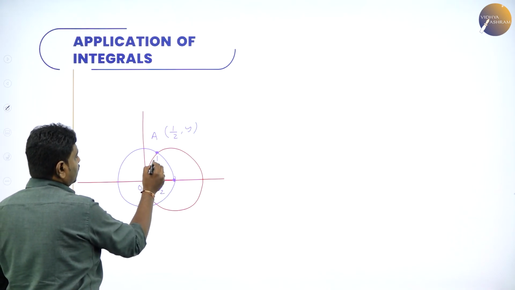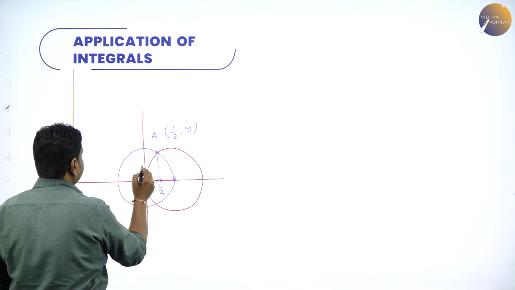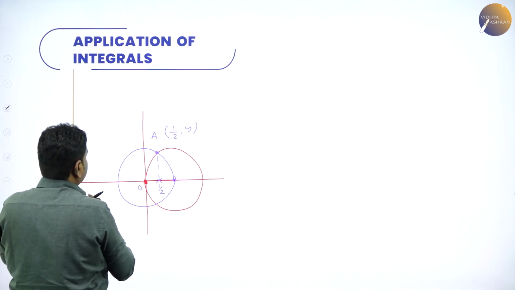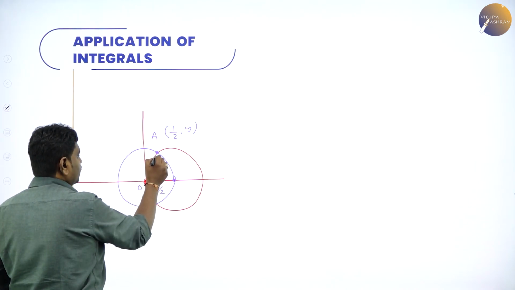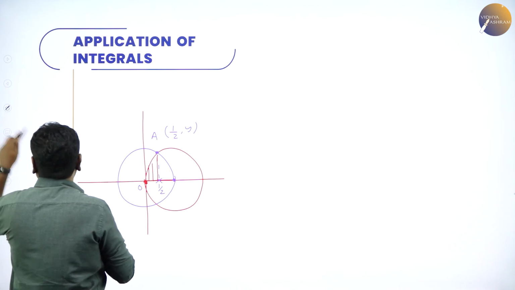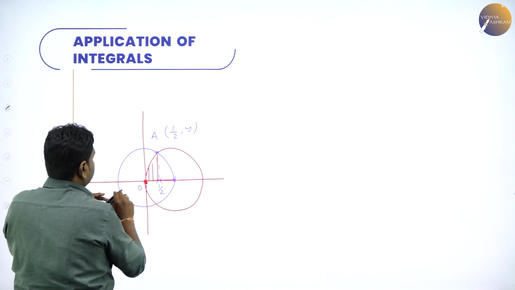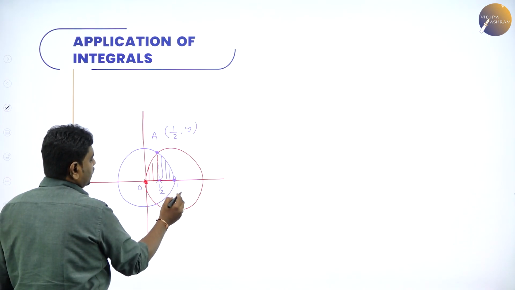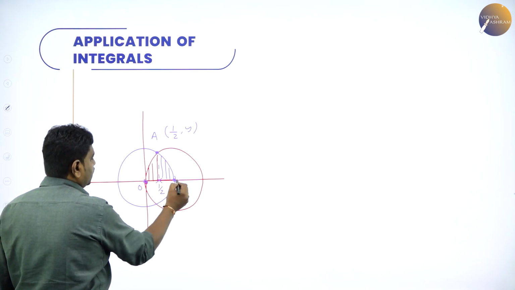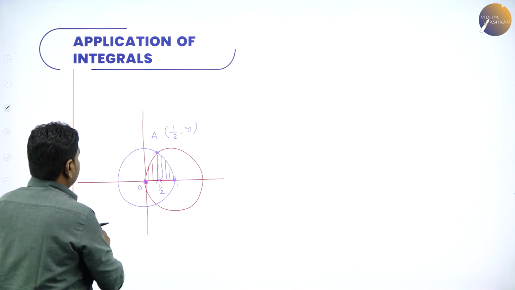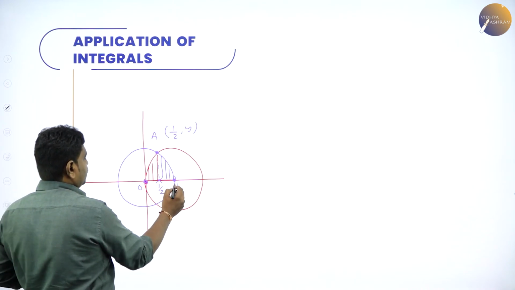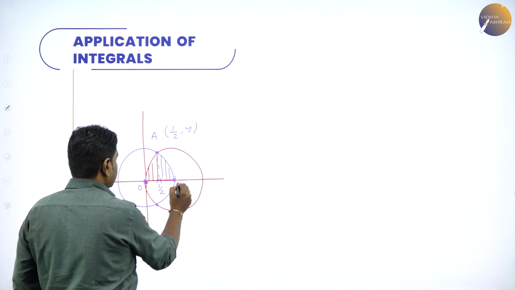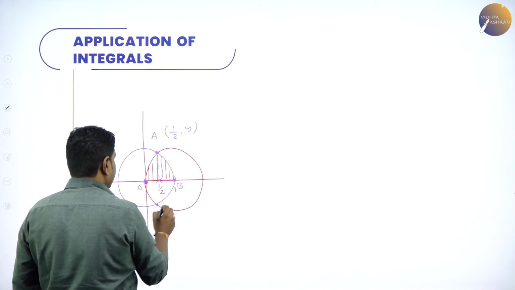So now what will I find? The area bounded. First I'll find the area bounded by the red circle and the x-axis. Then I'll find the area bounded by this purple circle and the x-axis between these points. And this, you know, is 1. This is red; from here to here it is 1, right? So now call this O, A, and B, and this point is 1 actually.